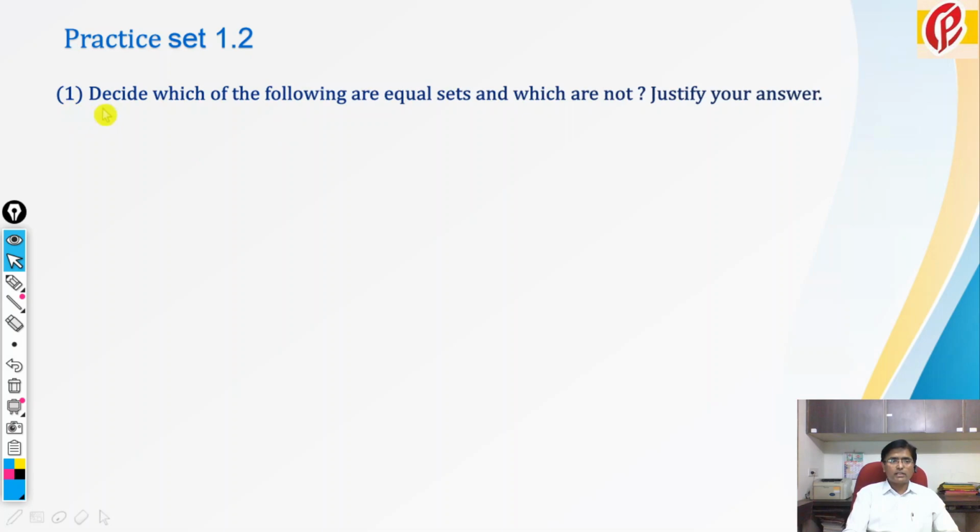Now we'll see practice set 1.2. The first question is, decide which of the following are equal sets and which are not. Justify your answer. Now see, set A is equal to {x such that 3x minus 1 is equal to 2}. So this is the formula, and using this formula we'll find the values of x.